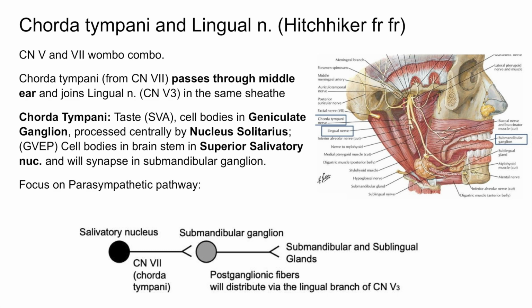But if it's cut distal to that junction, you lose general sensation and taste, and parasympathetic input to the salivary glands. So that distinction is going to be pretty important when talking about lesions.